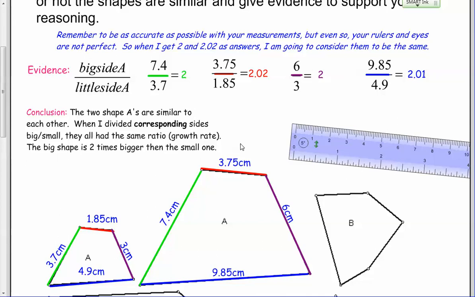I'm going to go ahead and give you 10 points for this activity because it is going to take a lot of work. So please make sure that you work on it and that you're accurate.